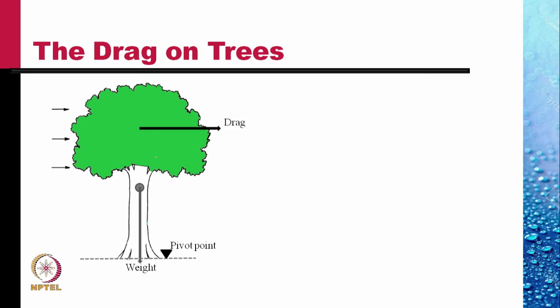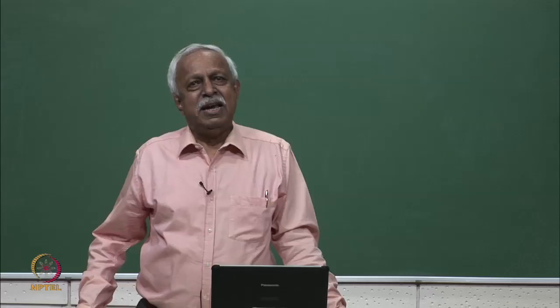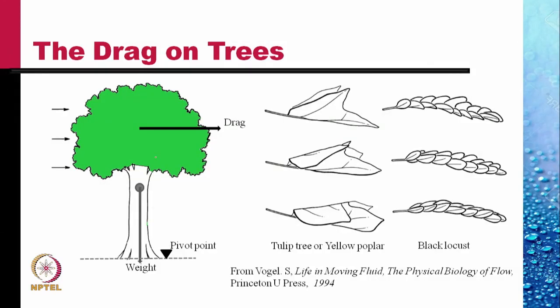Scientists have studied this, and they say the shape of the leaves changes. For a tulip or a yellow poplar tree, you see that as you go from top to bottom, the leaf folds over and offers lesser area to the flow. And if it offers lesser area, that means it reduces the drag. The black locust leaves, as the wind blows, they close up, offering lesser resistance. This also has been taken from the book of Vogel, Life in a Moving Fluid. The book contains a lot of other examples of how moving fluids affect the life of organisms living in water.